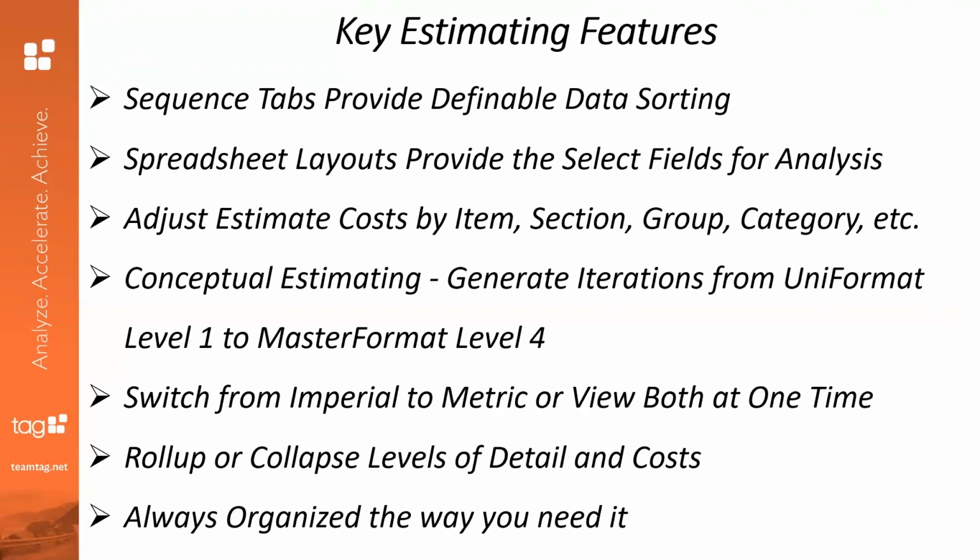So you can take all of your division nine or group nine items and roll them up into one line item, or you could expand with as many levels that are inside of each one of those. And it's always organized the way you need it with save settings, that could be your company standards, or it could be just a save setting that's unique to each estimator.